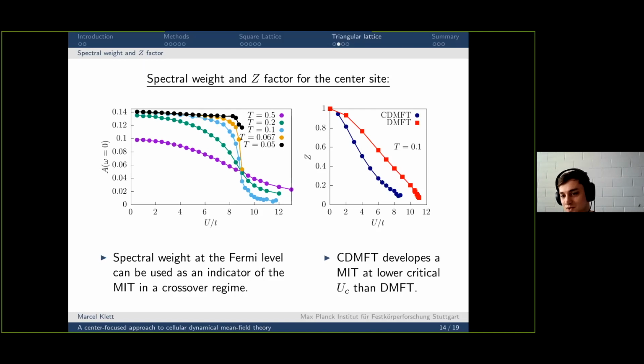And this spin factor really shows that, in fact, we see a huge difference between CDMFT and DMFT, where not only the slope of this spin factor changes, but we also drop down to lower values of Z faster in the CDMFT approach. So to summarize, we see a huge difference between CDMFT and DMFT. Now the question arises, how good is the CDMFT approach with the 7-site cluster here?